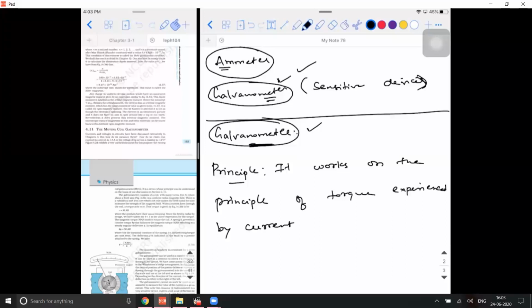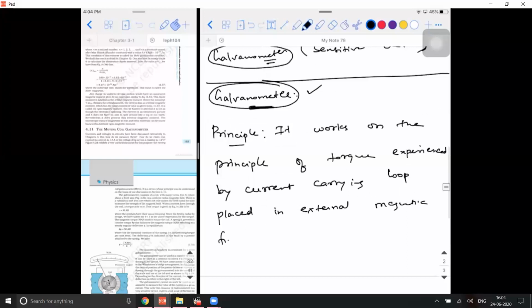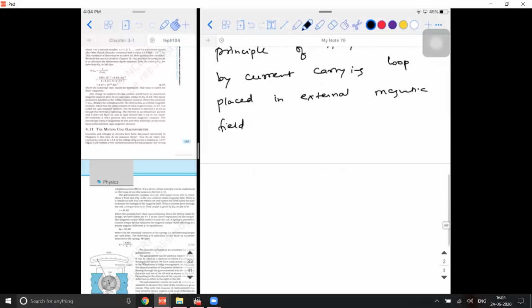The pointer is an external factor that we are able to see, but what is inside the galvanometer? It will be a current carrying loop. Current will not flow through the pointer. Don't get confused. Torque is experienced by a current carrying loop placed in an external magnetic field. So the principle itself has given half of the answer for our construction.